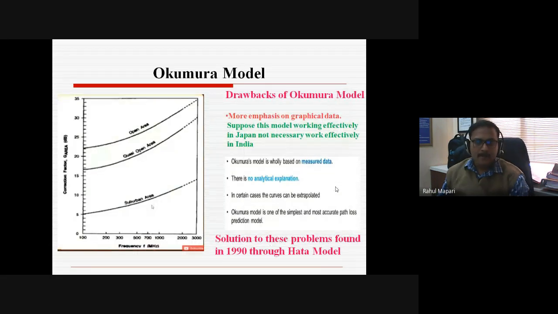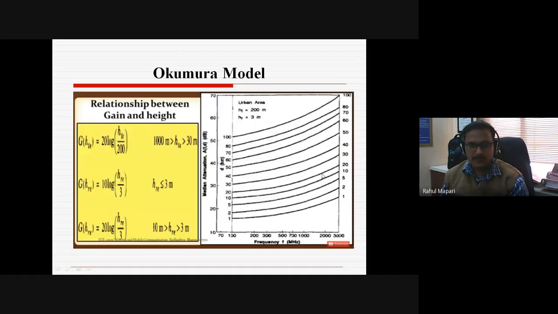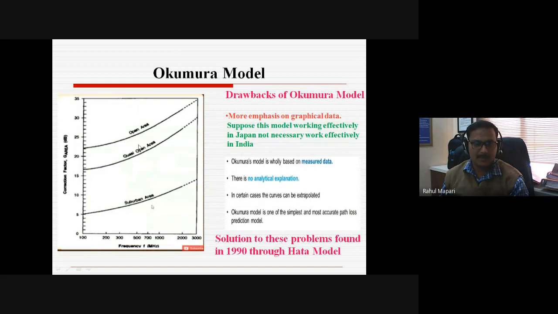Now, Okumura again gives the empirical model for open area, then quasi-open area, and suburban area. In order to calculate the correction factor, that is called G area, the environmental gain. Generally, we consider this environmental gain is equal to zero. But for that also, Okumura gives the empirical model.